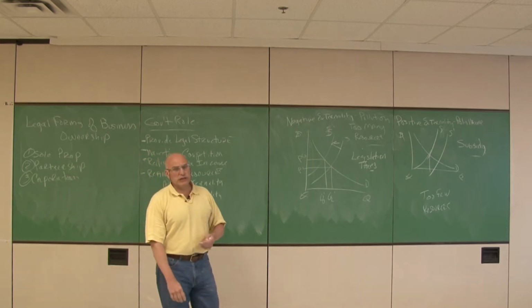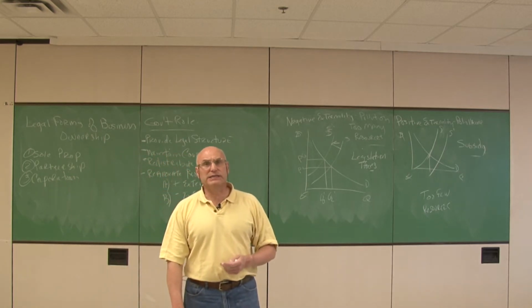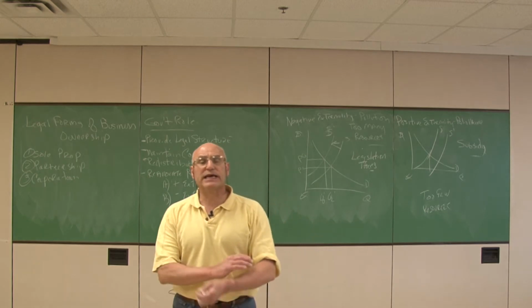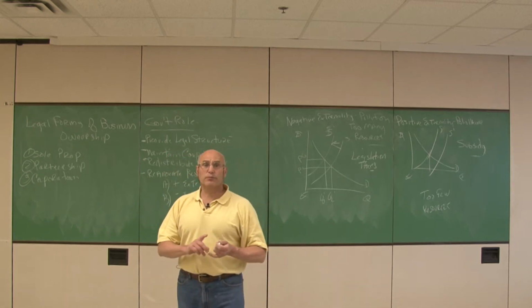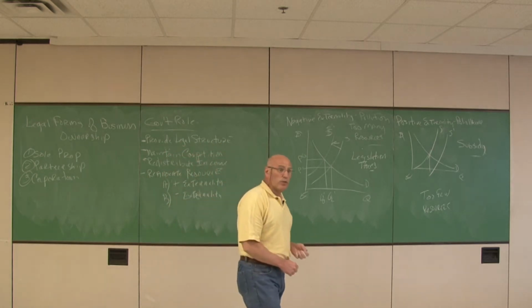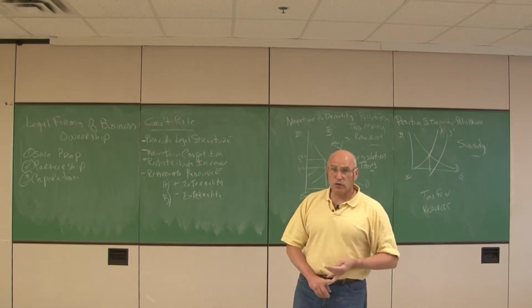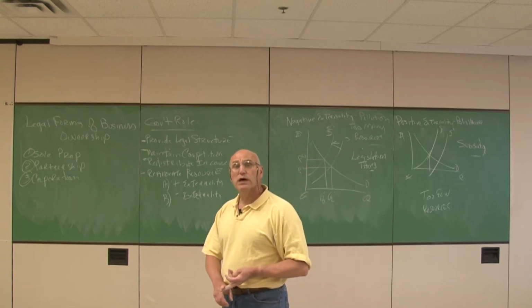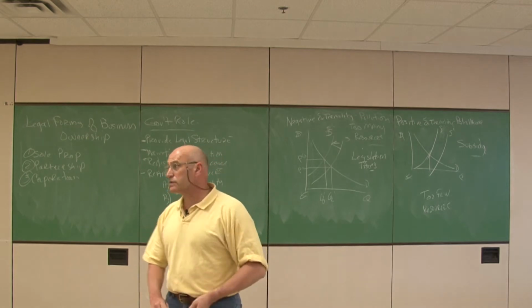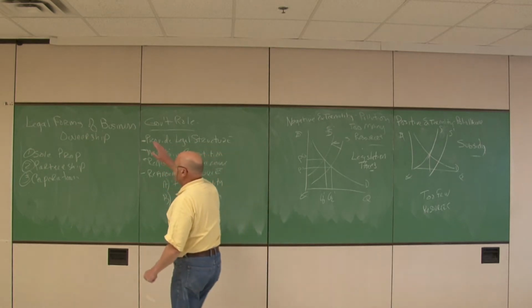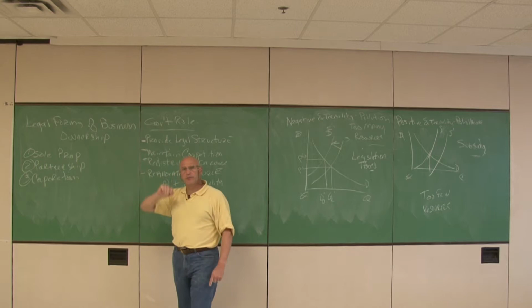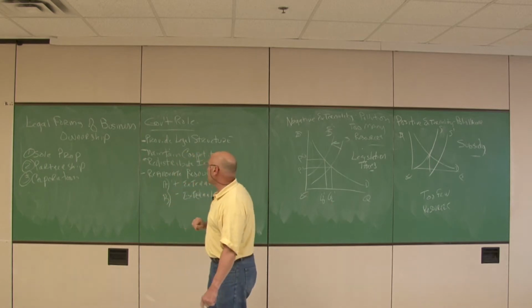A corporation, by definition, is a legal entity that has the same rights as any person, in that it can purchase goods and services in the corporation's name, it can own land in the corporation's name, and it can sue other people and other corporations. Most of this you can just get out of your book. There's nothing that really needs a whole lot of explanation.